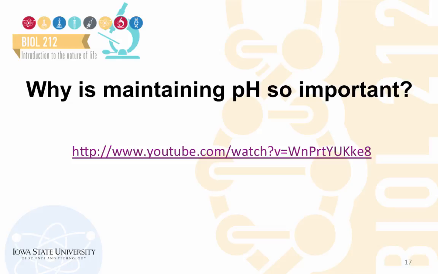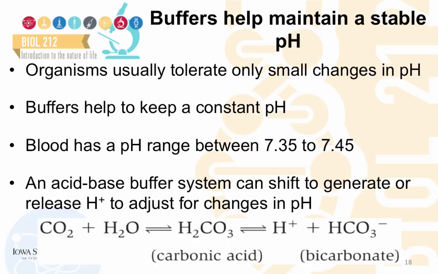So that's why pH in our bodies needs to be highly regulated unless we want to meet a similar fate like those Coke cans in the video. So how do we maintain a stable pH within our body? Here's where buffers come into the picture. Buffers are solutions that help maintain a stable pH. Now, we can tolerate small pH changes in our body, but any more than that can lead to disastrous effects. Buffers help to maintain a constant pH.